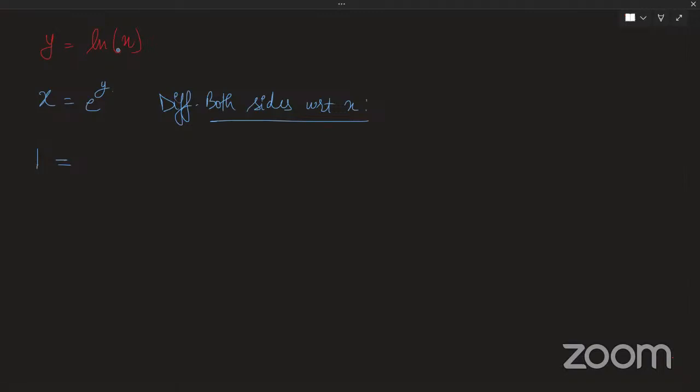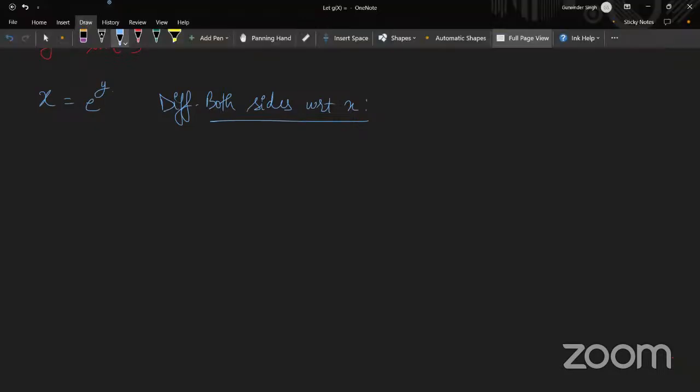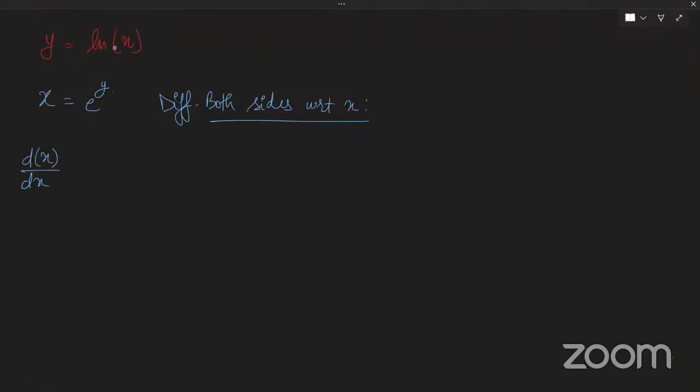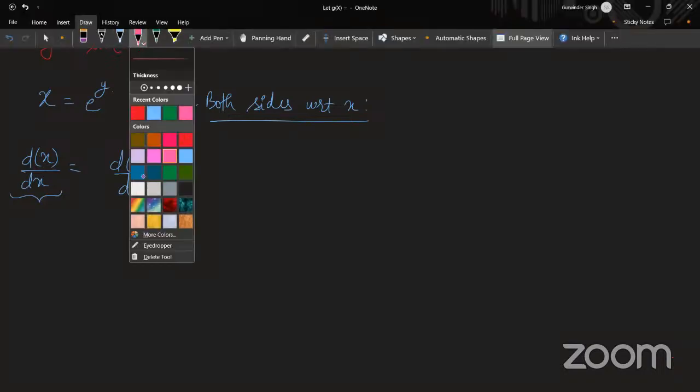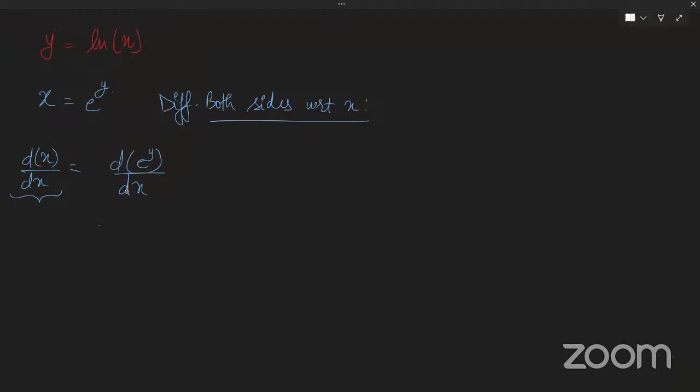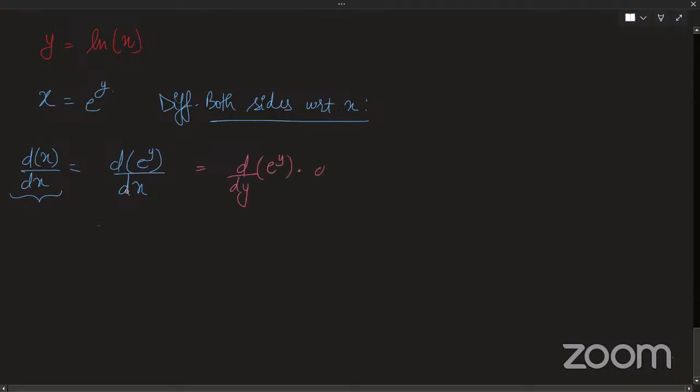I am just asking you to differentiate both sides with respect to x. It is like dx by dx, and over here I have d of e raised to y by dx. So what is dx by dx? Derivative of x with respect to x is 1, right? So in the right hand side, I have d by dx of e raised to y. I can convert it as d by dy of e raised to y into dy by dx.